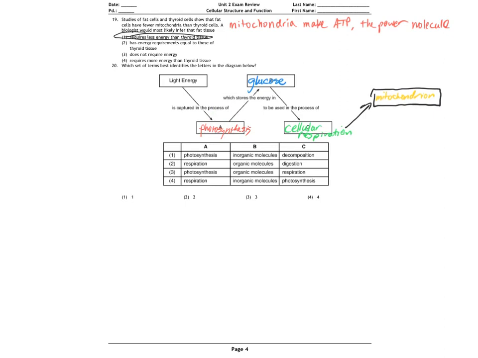In any case, what we put in boxes A, B, and C were photosynthesis, glucose, and cellular respiration. So that means our best answer choice is going to be choice 3. That's because glucose is an organic molecule. Its formula is C6H12O6, and carbon and hydrogen containing compounds are organic.